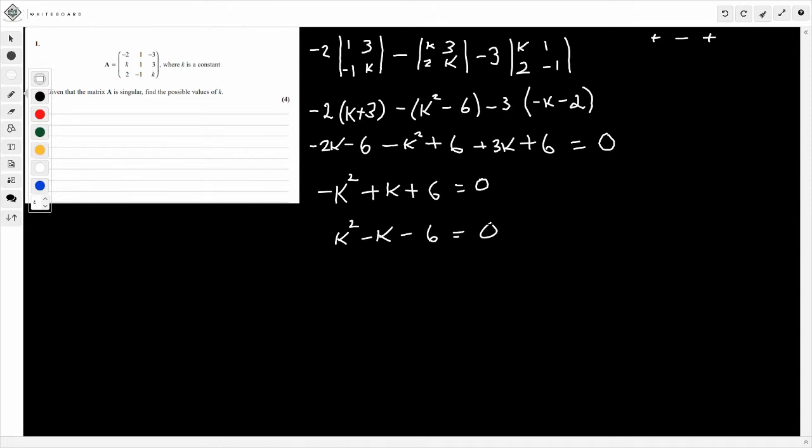And now just a nice factorisation from your GCSE sort of stuff. That's going to give me k minus 3 and k plus 2 is equal to 0. So therefore k is either minus 2 or k is 3. And there you have it, guys. Nice and easy.